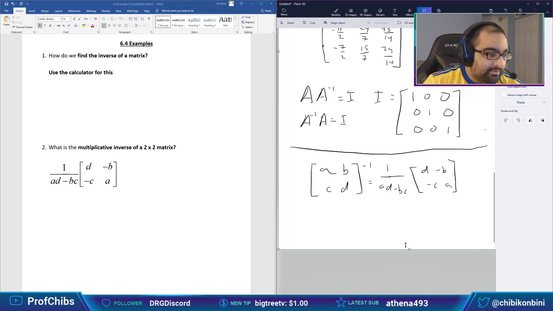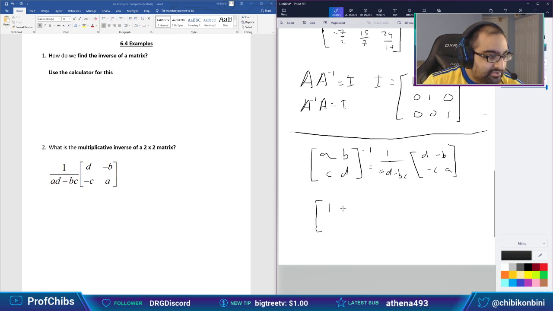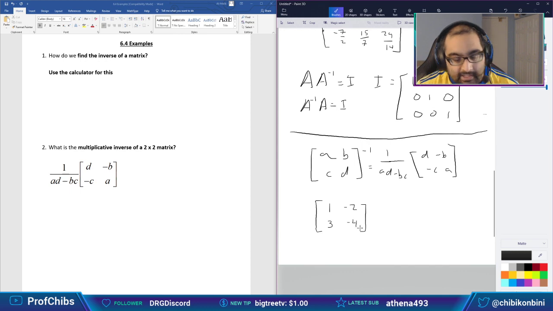So if you were to do a quick example, let's put a random 2x2 matrix here. I'll keep it simple: 1, -2, 3, and -4. Let's see what we get. You have A, B, C, and D. So A is 1, D is -4. B is -2, and C is 3.